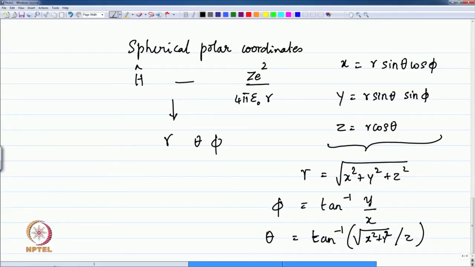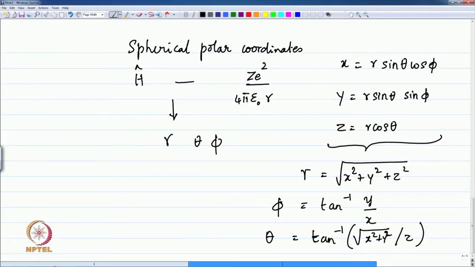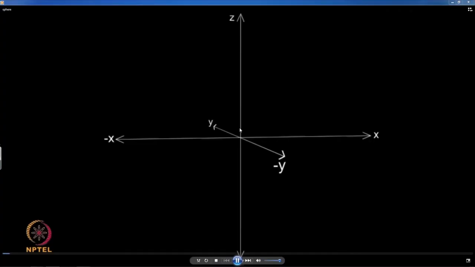Okay. So, the coordinate transformation allows you to use either the spherical or the Cartesian coordinates by using the relationship between them, and this one animation gives you the visualization of the spherical polar coordinate system and the values. Let me play the animation.